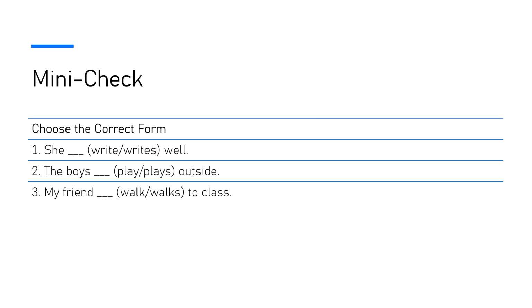Let's quickly test this. Look at these. She dash well. Should it be write or writes? Yes, writes because the subject she is singular. The boys dash outside. Correct? Play because boys is plural, so the verb drops the 's'. My friend dash to class. Right, walks, since my friend is singular. If you keep this one simple chart in mind, you will avoid 90% of subject-verb agreement mistakes.